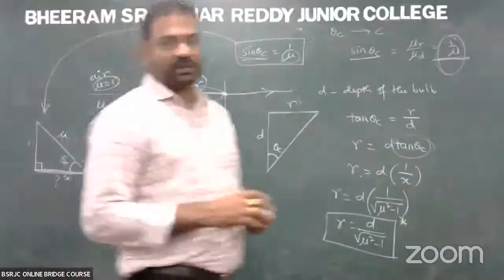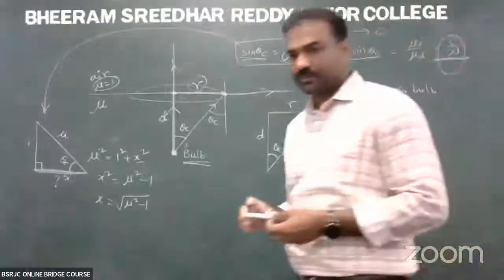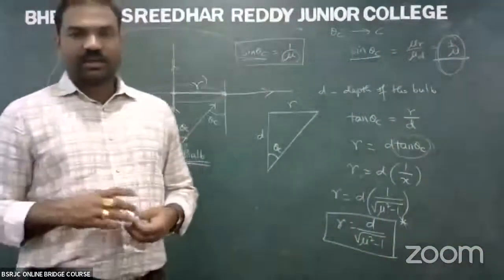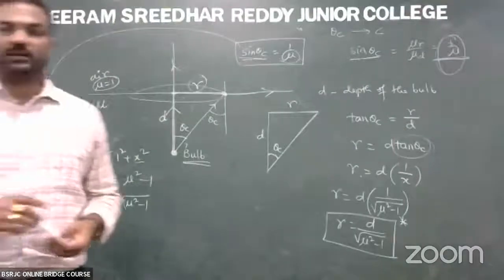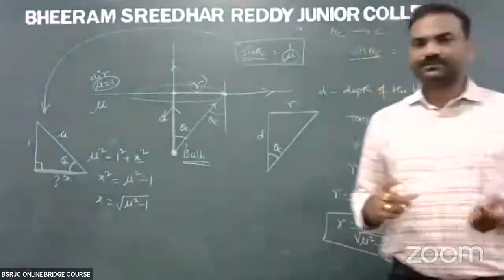Definition of circular illumination: it is the circle through which rays will come out. You can write down that. There is no proper definition. It's a simple topic.